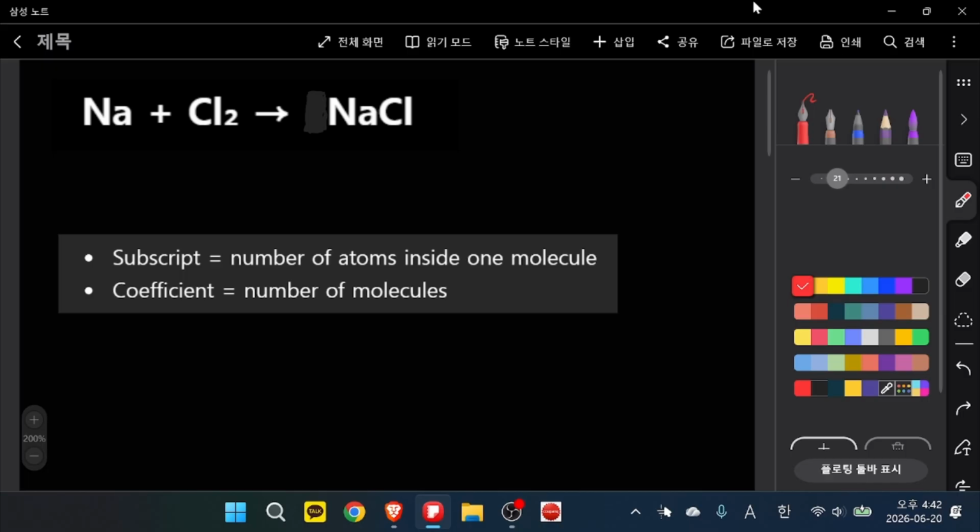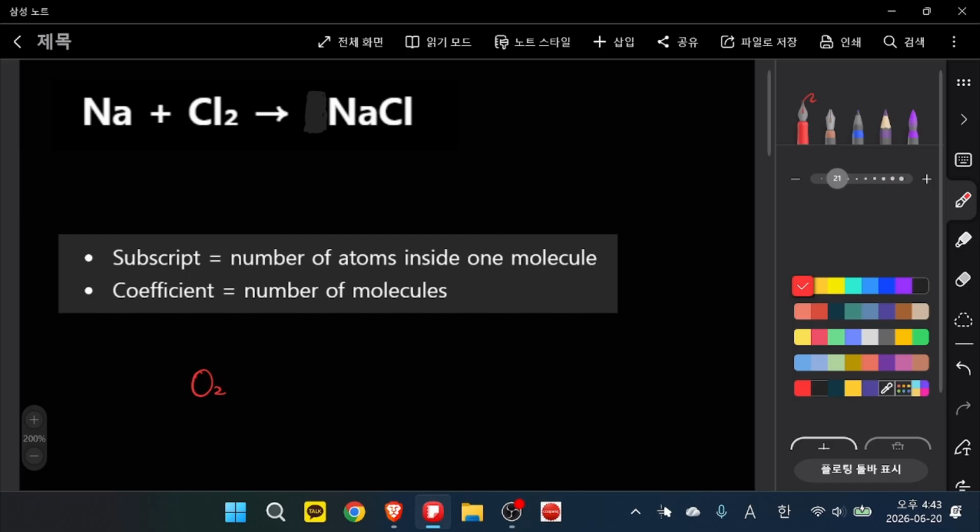Before we start, let's understand two important terms. A subscript is the small number written at the bottom right of an element symbol. It tells us how many atoms are in one molecule. For example, in O2, the subscript 2 means there are 2 oxygen atoms in one molecule.